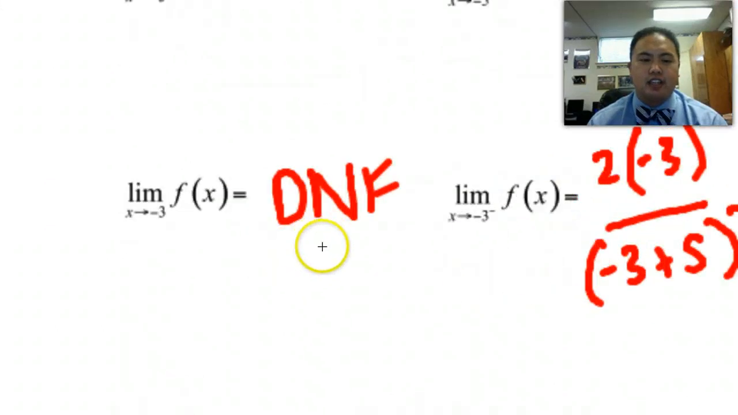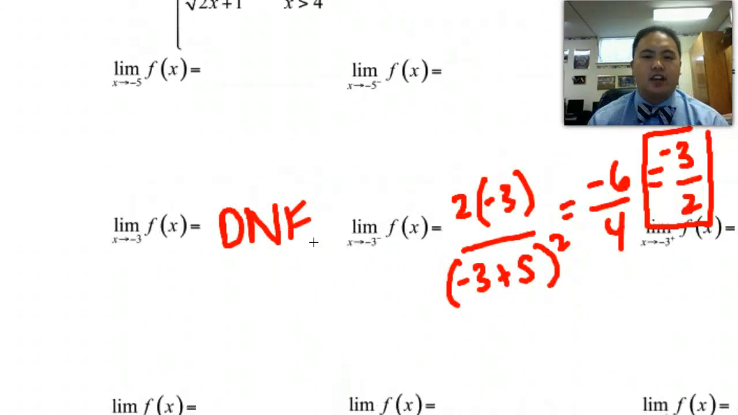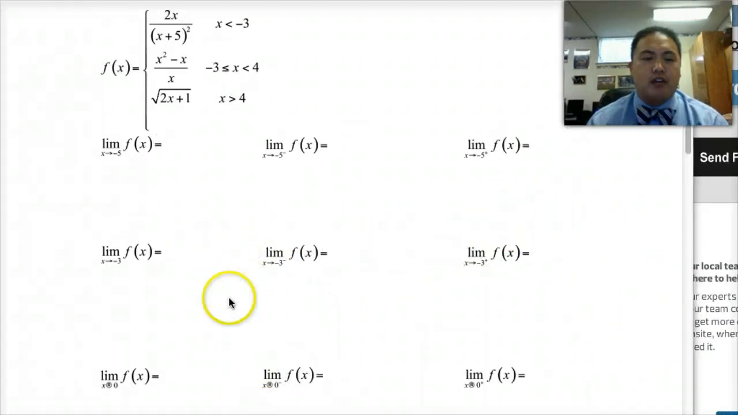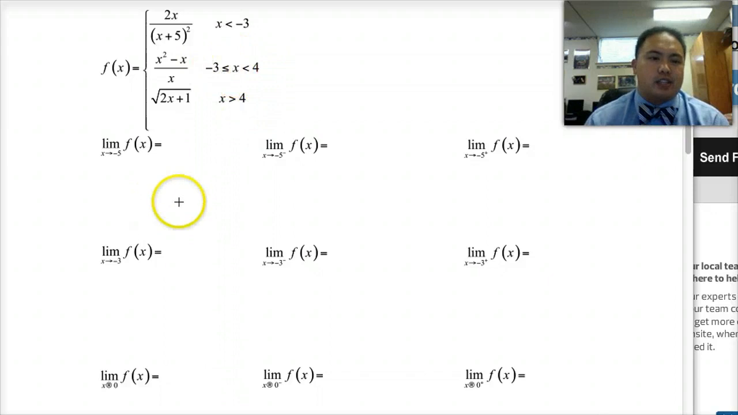Alright, so this one does not exist. Okay. Now, let's try another one. This one says 0. So if I want to try 0, again, I need to find which piece 0 fits in. Is 0 less than negative 3? Is 0 between negative 3 and 4? Or is 0 greater than 4? Yeah, 0 is in between these two. So what that tells me to do is plug in 0. It's not a breakpoint, so all I have to do is plug it into this one.